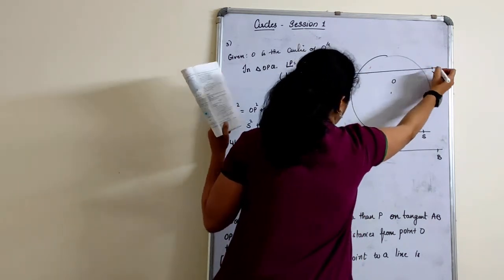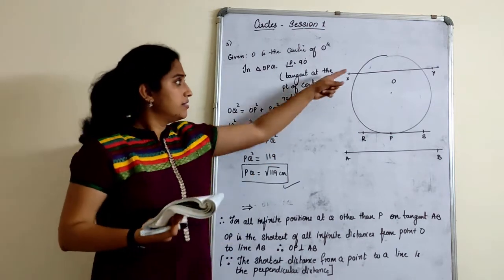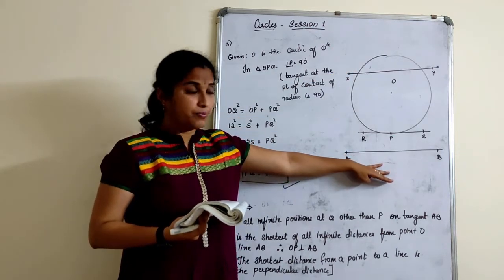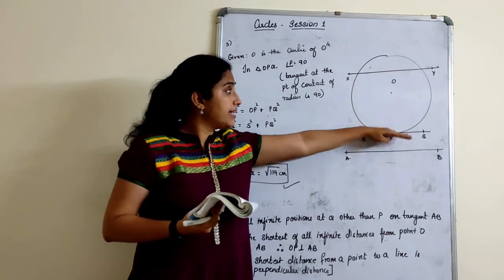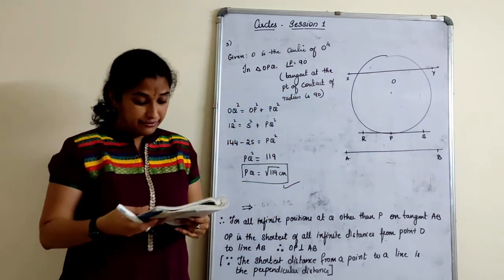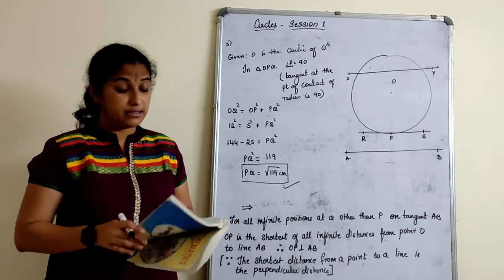X, Y. Right? So this is the given line AB. Whichever side you want, you can draw this side. Make sure that it is parallel to the tangent and parallel to the secant given. With that we complete this exercise.